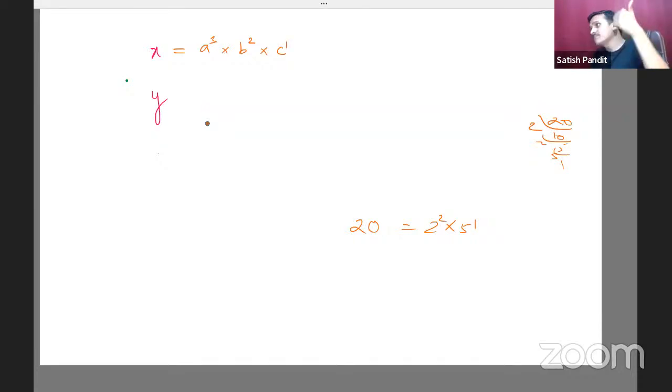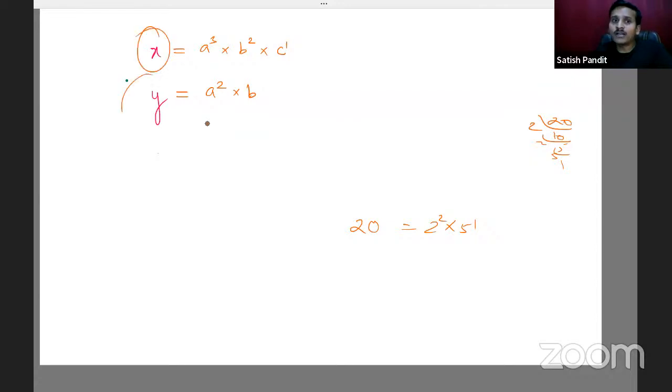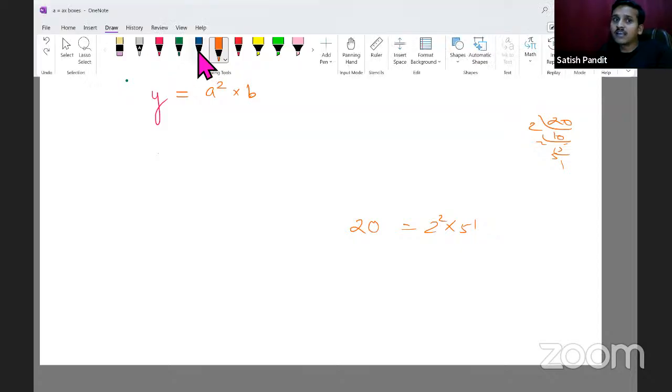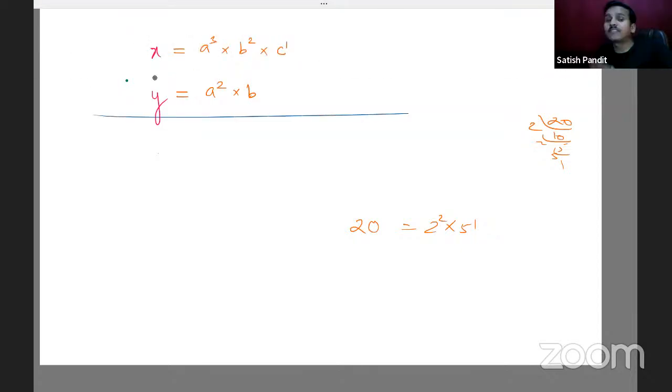Yes or no, everyone? And suppose y is equal to a to the power 2 into B, just this one. Okay. What are A, B, C? They are actually prime numbers. And X and Y are the two numbers, and we are writing them as a product of prime numbers. Now, suppose they ask us, find the HCF in this case. HCF of X comma Y.